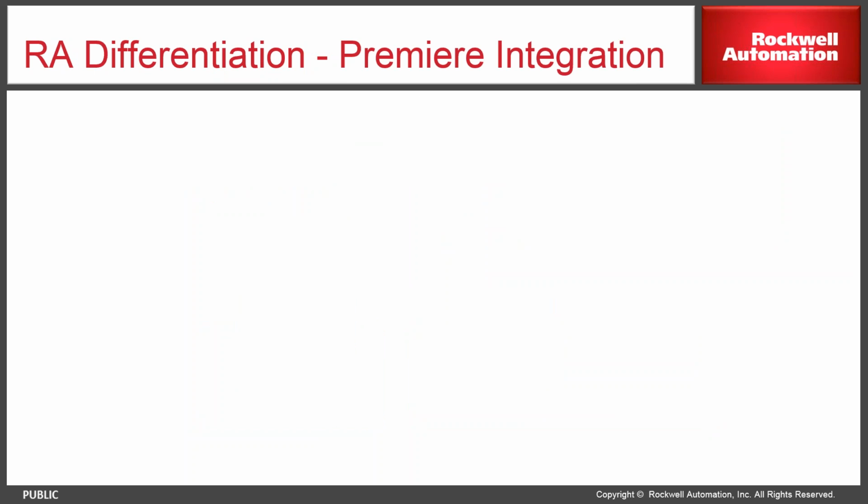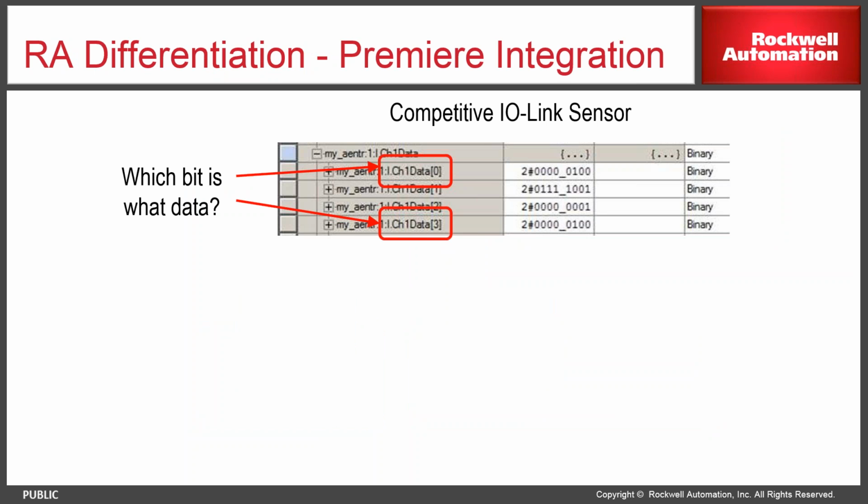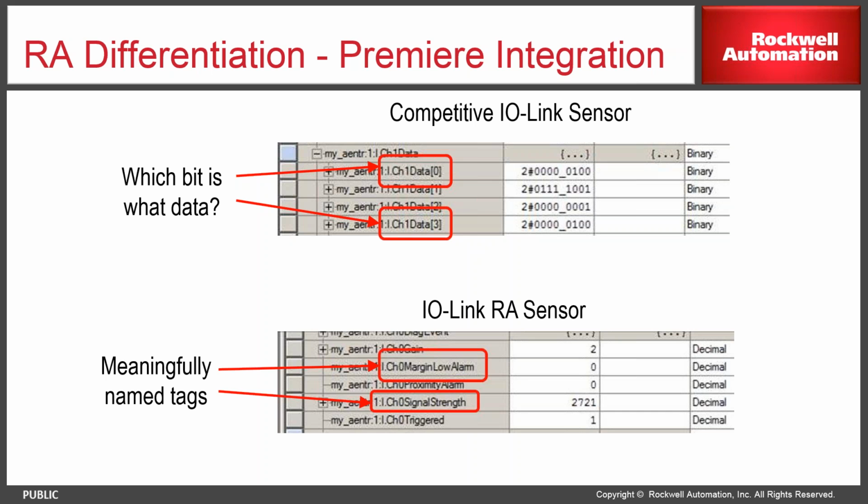So now, even more critically, the premier integration developed by Rockwell Automation offers clear differentiation from the competitive solutions. When using the competitive sensors, even with an Allen-Bradley IO-Link master, you can see the incoming data is not labeled. You are able to get the data through IO-Link, but there are no descriptive tags on the data, so you are not able to relate which data is representing what.